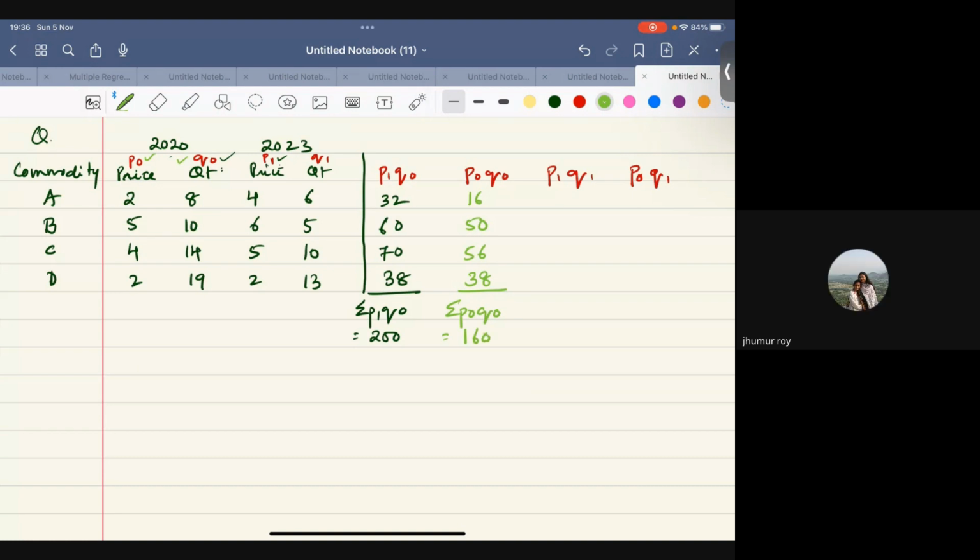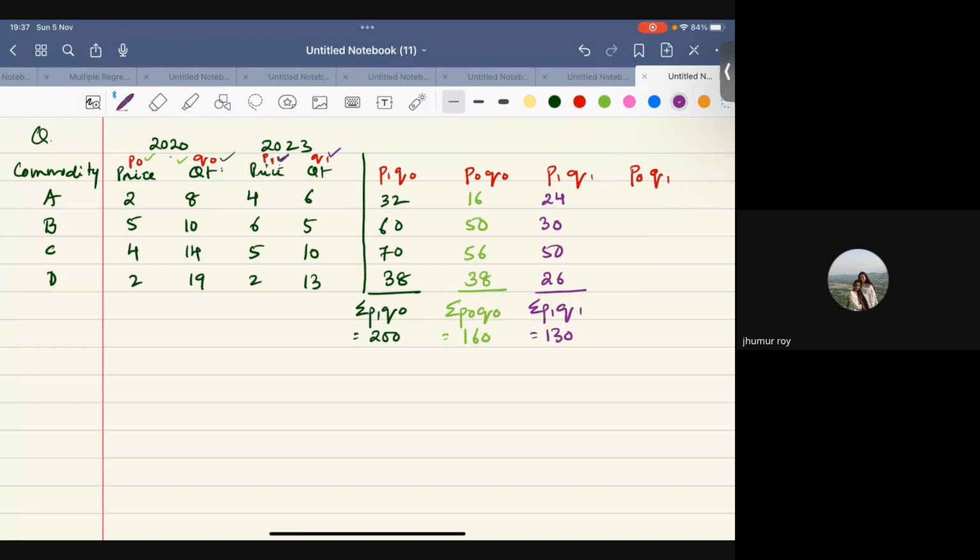Okay. The third column that we have is P1 Q1. So you will be taking P1 multiplied by Q1. So 24. Then 6 5s are 30. Then 5 10s are 50. And 2 13s are 26. This will be sigma P1 Q1, which is 130.